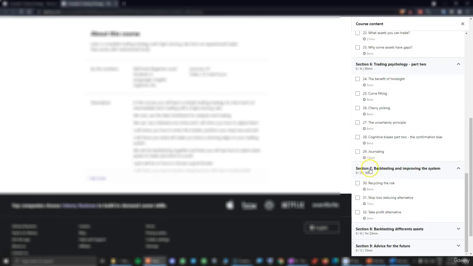In section 7, we are going to discuss about backtesting and improving the current system. I'm going to discuss about recycling the risk. I'm going to give you a stop loss reducing alternative that will increase the potential profits in your strategy. And you have to be very careful here, because this can turn a winning strategy into a losing one. And then a take profit alternative for more aggressive take profits.